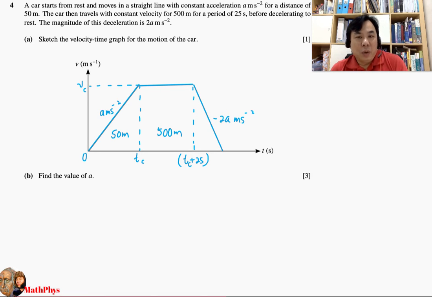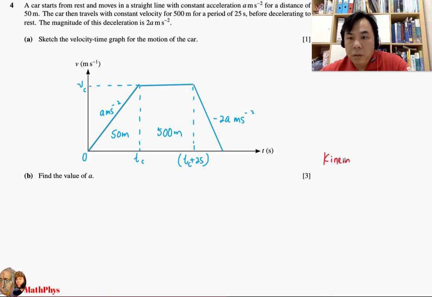Okay, if you have no idea what is going on, you can always use all the available information that we have. So first of all, we're going to make use of this first part of the information. We know that the displacement is 50, constant acceleration of A meter per second squared. So you can rely on the SUVAT equations. So before we move on, I'm going to write down some of the kinematic equations.